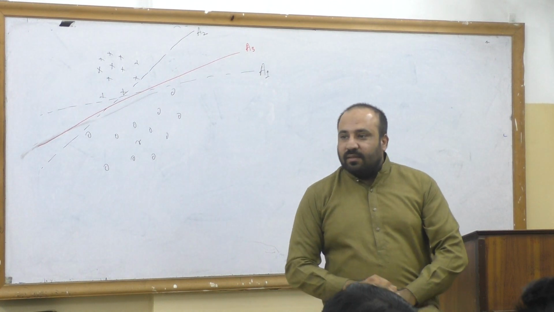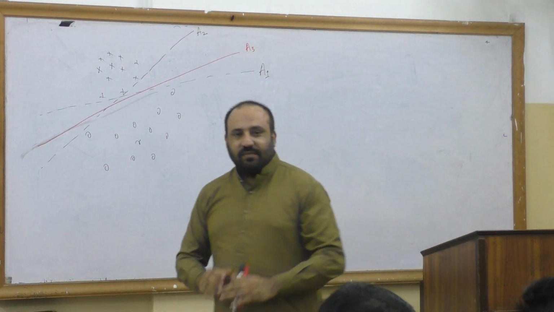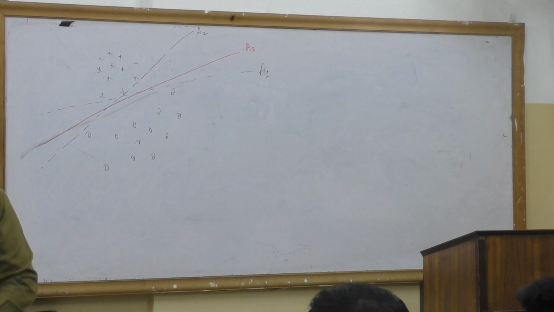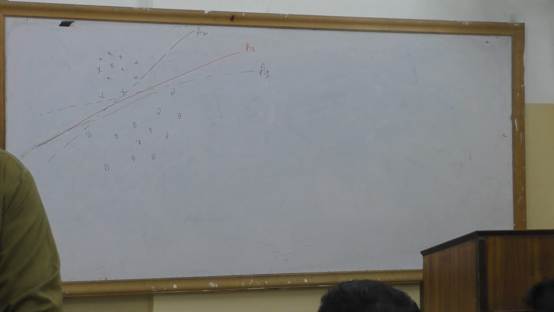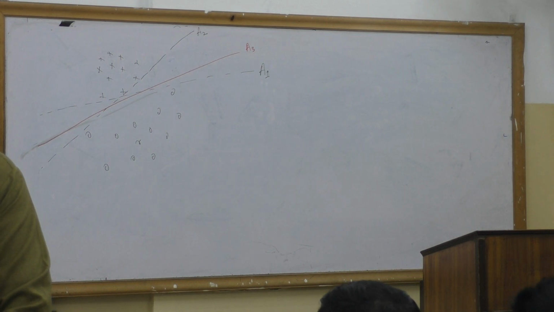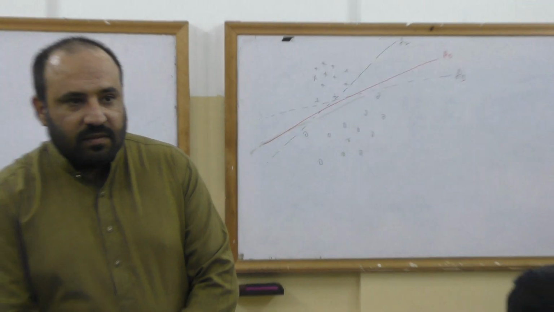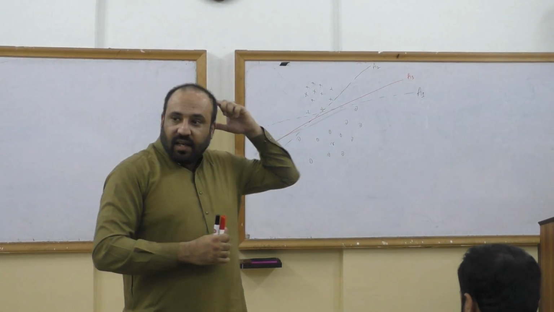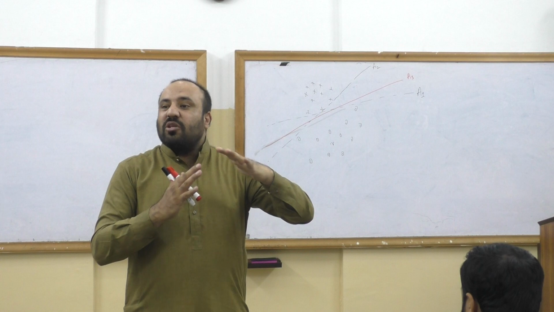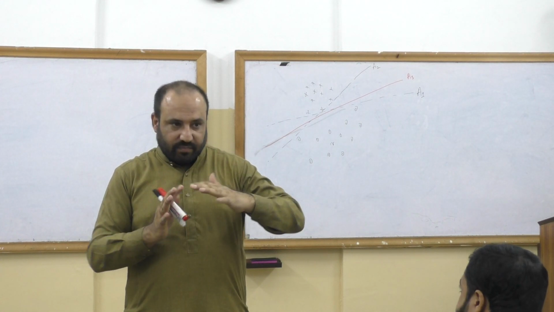A3. And now the natural question is why? Yes. And that gives what benefits? So he is saying the A3, which is the red line, actually separates the two classes in a good way.